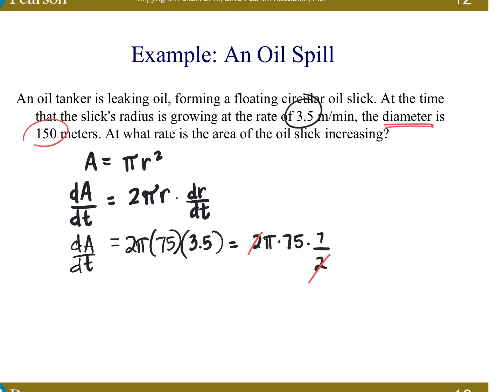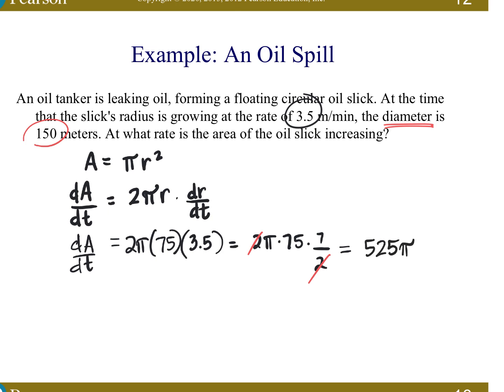You know what 75 times 2 is, right? 150. Then 75 times 4, 300. And then 75 times 6, 450. And then I've got to do 75 times 7. That's how I do multiplication in my head. So we're at 525 pi.